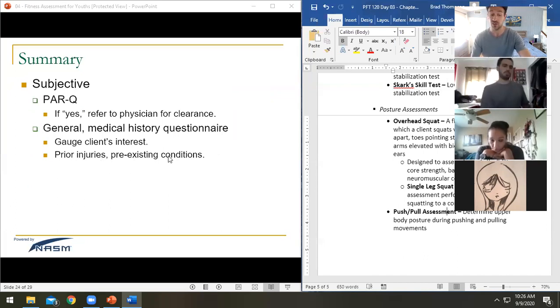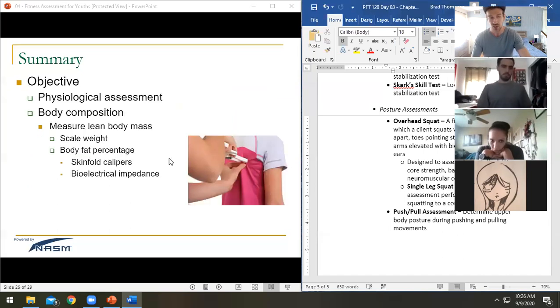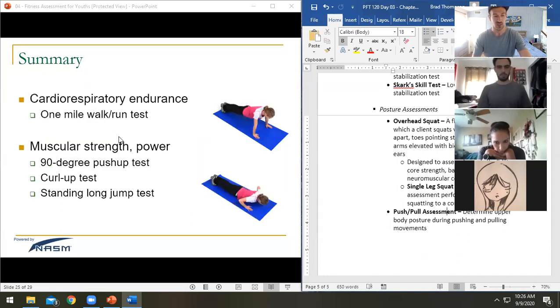Your general medical history questionnaire is great because it can tell you about past injuries, pre-existing conditions, or what their likes or dislikes are. Your physiologic assessments are things like heart rate, whether that's target heart rate or resting heart rate. Your body composition assessments are things like your lean body mass, your scale weight, your BMI. That's the subscapular, by the way. And then you've got your cardio assessments.